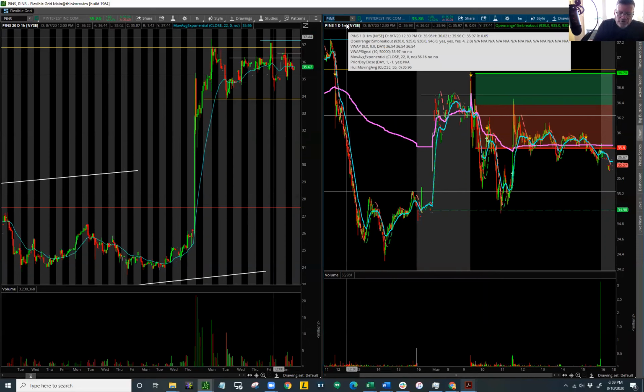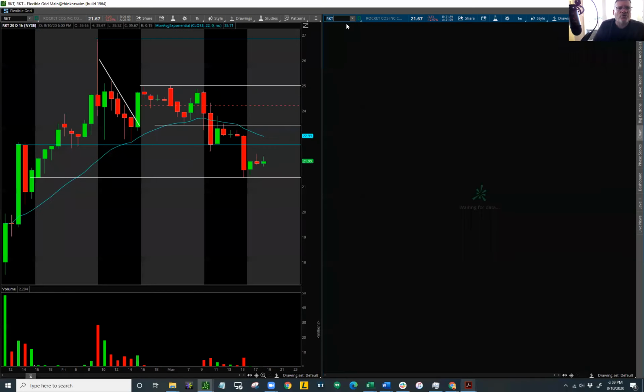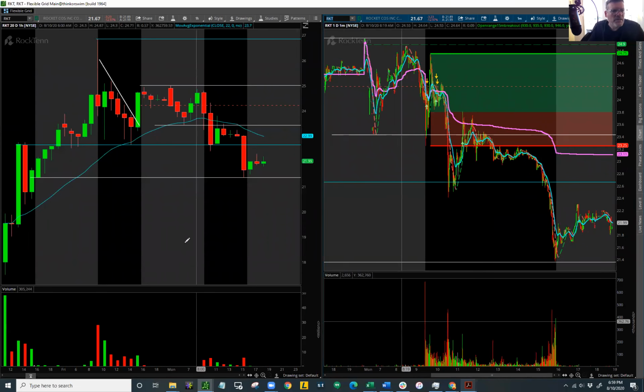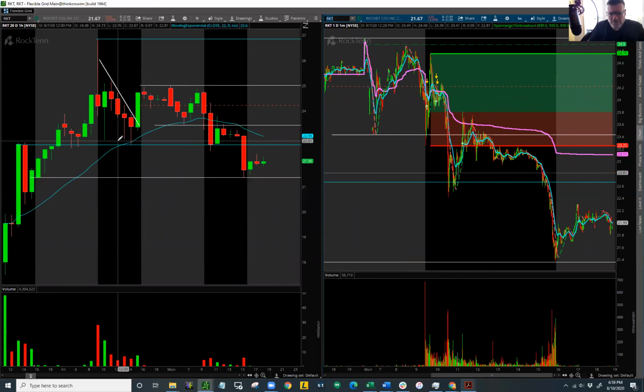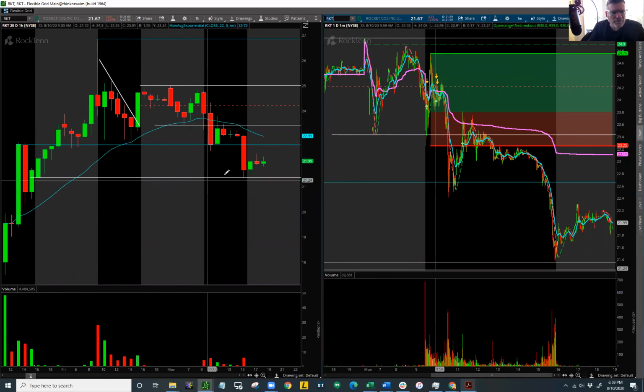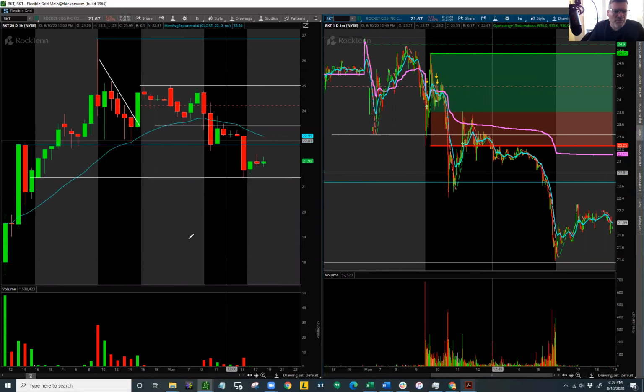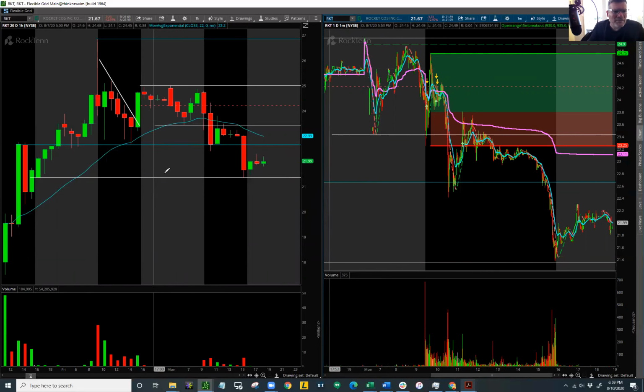And then finally, RKT, the Rocket Mortgage, which was the IPO darling that we've had really good trades on Thursday and Friday. We thought this was going to be a good trader today. It wound up not being. You can kind of see right in here, some of the levels.